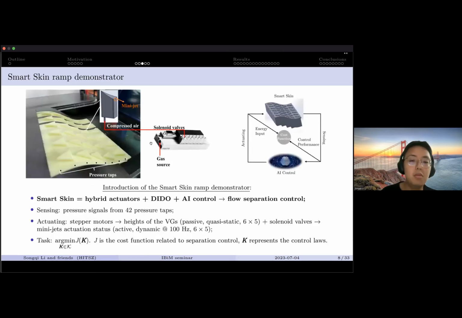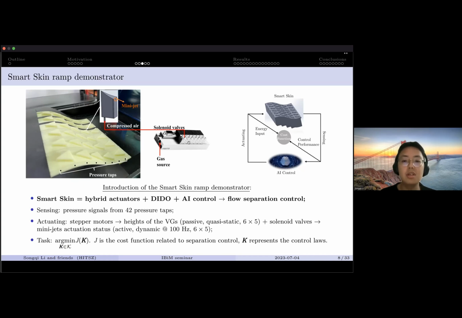Okay, so that is more or less the CAD rendered image of the smart skin. With this slide, I want to show you how it actually looks in the wind tunnel or in the lab. Similar to the previous slide, each of these yellow modules represents a multi-module actuator, distributed on the backward facing ramp. This is where the active control comes from, and these are the passive actuators.